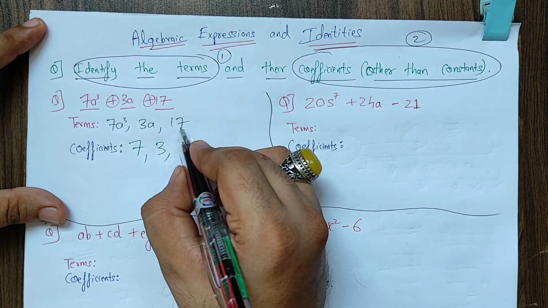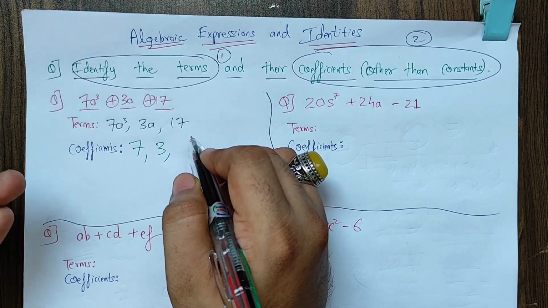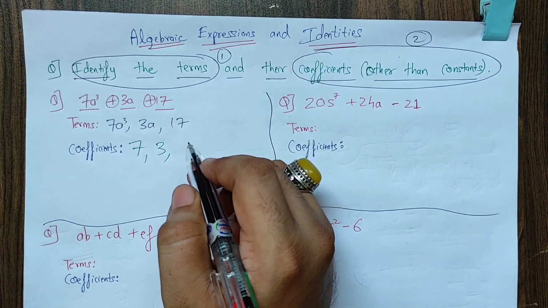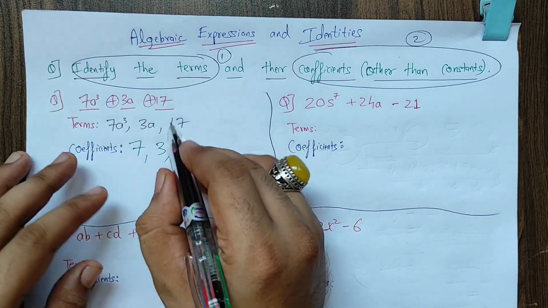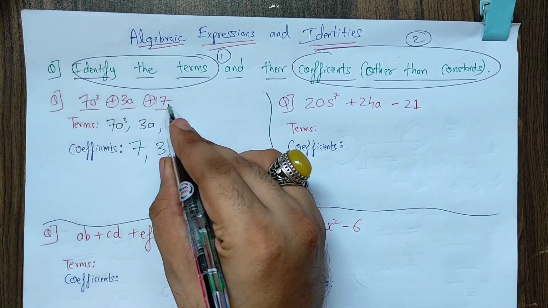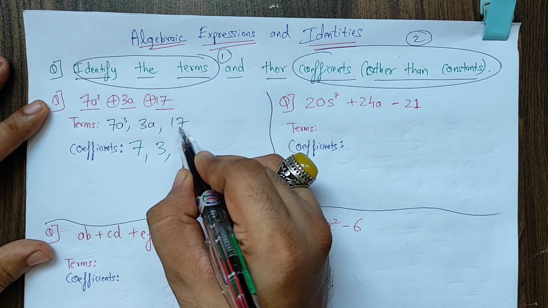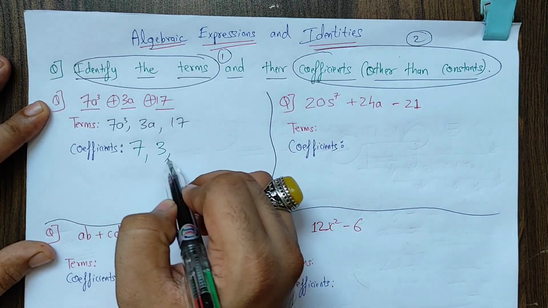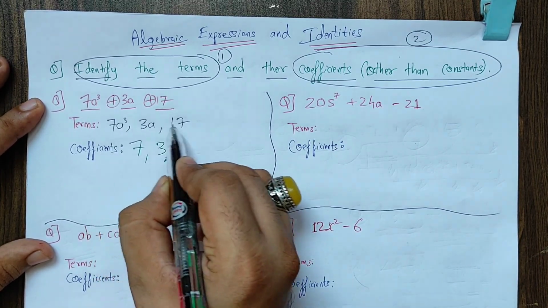Because 17 is a pure constant term, in a constant term we don't have any concept of coefficients, because they themselves are the numbers, and coefficient means the numbers along with the variables. A constant term does not have any variables, so there is no concept of coefficients to find from the constant term. So that's it, this is the answer. I'll mark a full stop over here. 7 and 3 are the coefficients and the terms are these many.